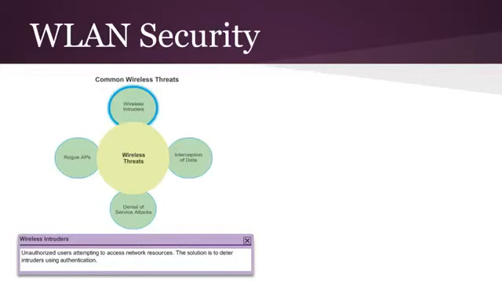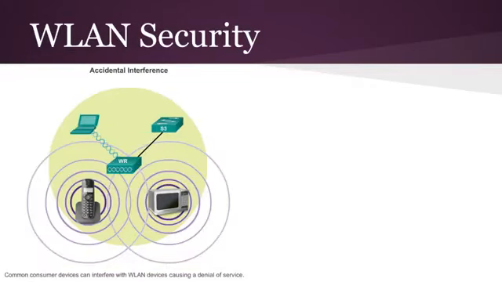After this, we can concentrate on WLAN security. As we can see, the four most common threats are wireless intruders, interception of data, rogue access points, and denial of service attacks. We'll get to these in a second. Accidental interference from other devices, such as a microwave, or in this case a phone, can interfere with wireless communications and thus slow down or completely disable the wireless access, which is called a denial of service, which is not to be confused with a distributed denial of service attack, which is a more complicated instance of cybersecurity.